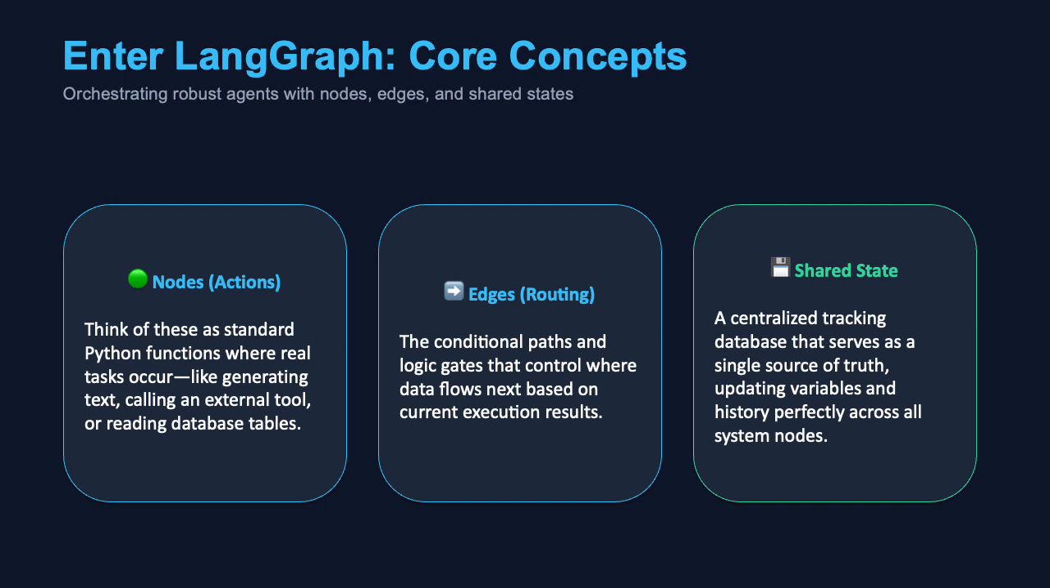Now look at the second one. We have edges. Edges are the roads or paths connecting our action stations. But these aren't just normal roads. They are smart paths with logic gates.